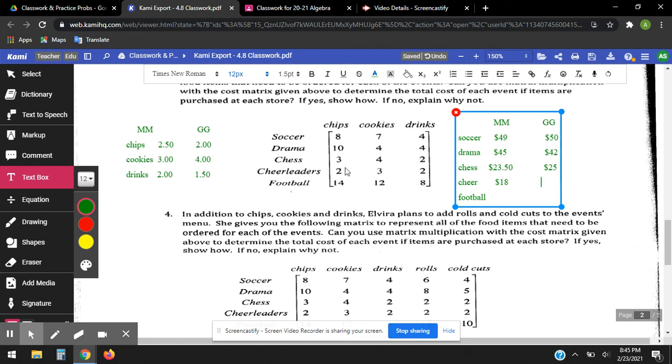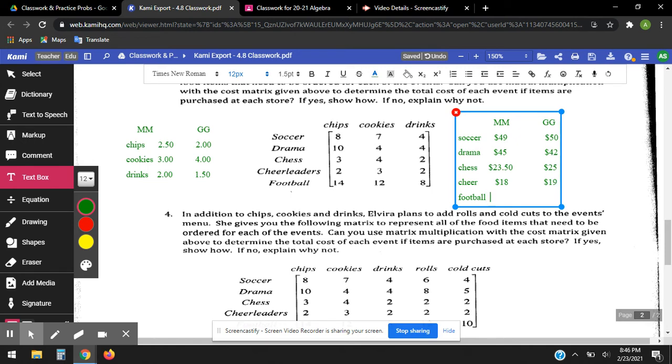And for Grandpa's, I'm going to do the same thing, this row by this column. 2 times 2 is 4. 3 times 4 is 12. 2 times $1.50 is 3. So my total for Grandpa's grocery is $19 in price.